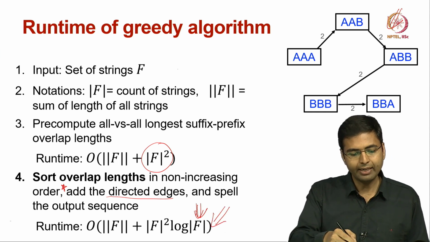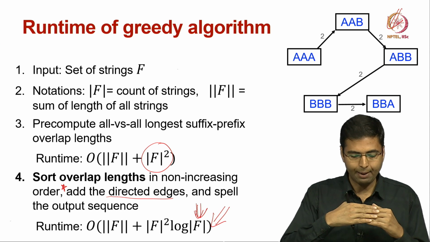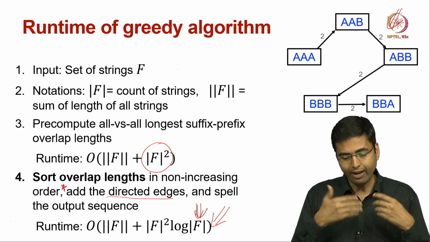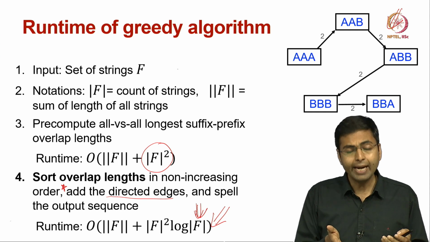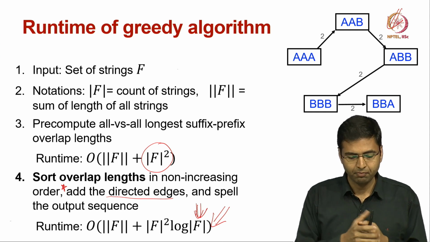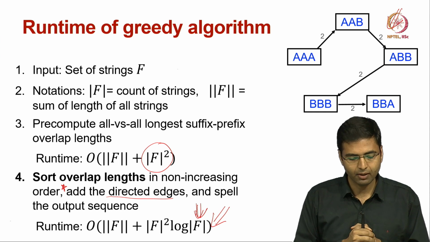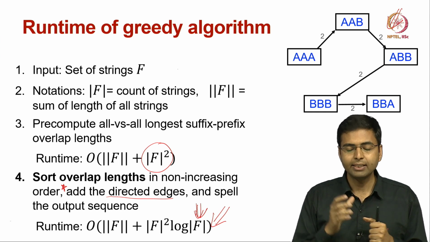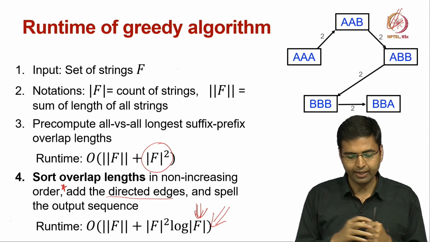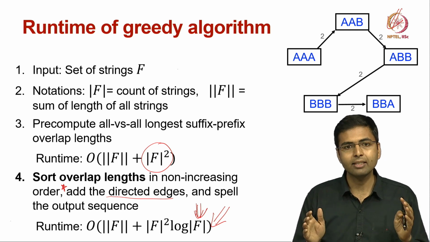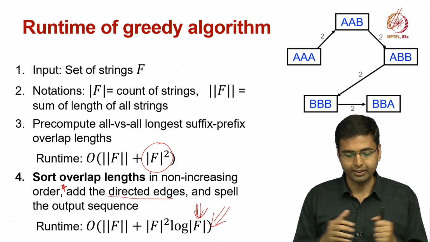The combined complexity is basically given by this step, because this is a slower step compared to computing suffix prefix overlap lengths, and this gives you an efficient algorithm which is actually conceptually simple, and you have a polytime complexity to solve the greedy algorithm. So, this completes the runtime complexity analysis, right. So, we have understood how much time greedy algorithm takes on a collection of strings.